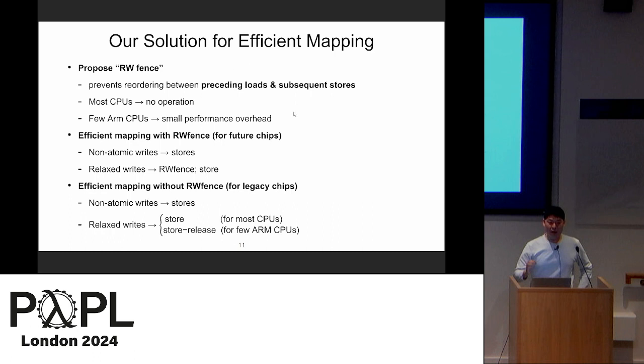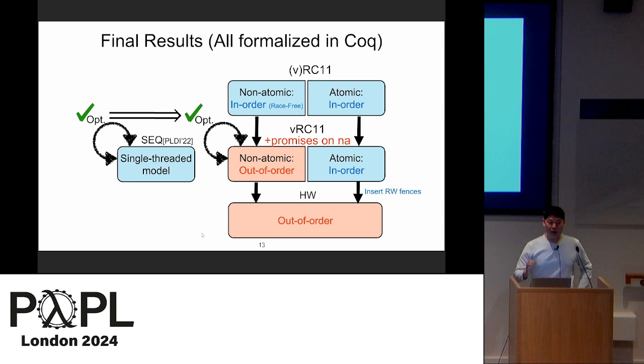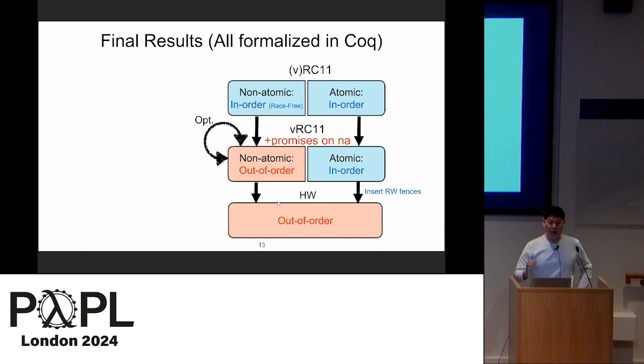So the solution for efficient mapping is that we propose an RW load store fence in ARM, which is basically a no-op for most cases, and a few old CPUs may have some small performance overhead. With the RW fence, it's easy: we just put the RW fence, which is basically a no-op by definition. Without the RW fence, we can use just a plain store for most CPUs, and for a few ARM CPUs, we use a store release. That's our current tentative solution.